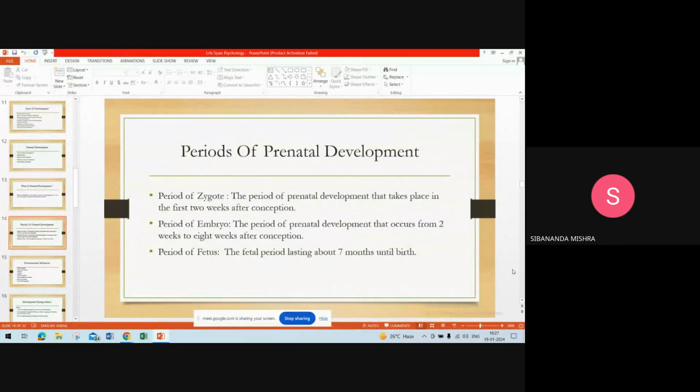The second characteristic: hereditary factors are also important for prenatal development. Favorable and unfavorable conditions of the mother's body can foster the development of hereditary potential. So if the mother is healthy and everything is good with the mother, then there is no problem. At the time of conception, the sex of the baby is fixed.